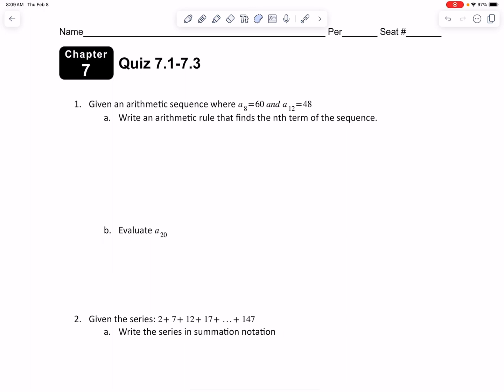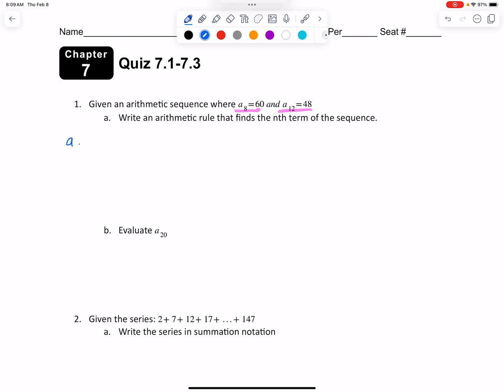Okay, so we're going to look at the Chapter 7 quiz that you guys took. I'm just going to go through it here. So let's see what we got here. A couple things we know. We know that the 8th term is 60 and the 12th term is 48. So we are going to need to write a system of equations.